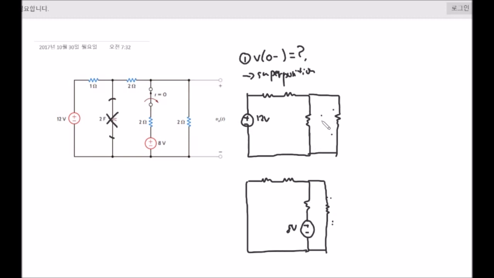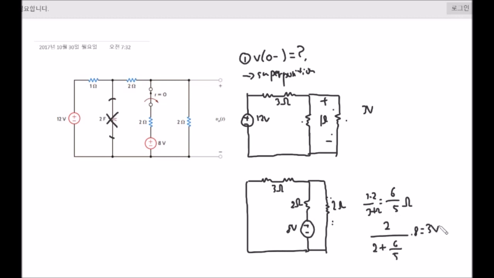Since this is 1 ohm, because this is 2 ohms in parallel, and this is 3 ohms together, using a simple voltage divider, you can easily find that the voltage across this resistor equals 3 volts. For the other circuit, this is 3 ohms and this is 2 ohms, and you can think of these two resistors being in parallel, so it's 6/5 ohms, with the 2 ohms in parallel. Using the voltage divider again, you get 3 volts. Adding these up, you get 6 volts across this resistor.